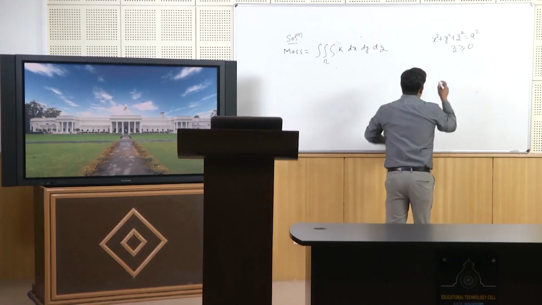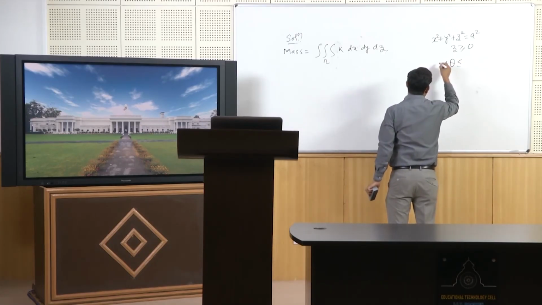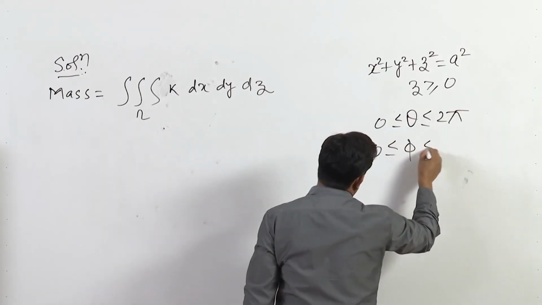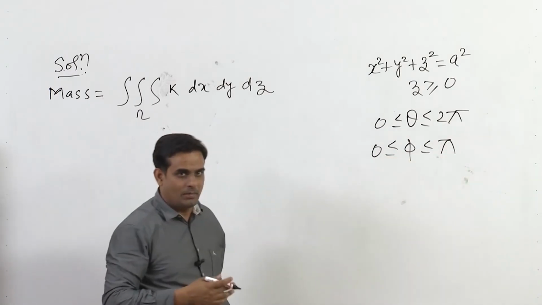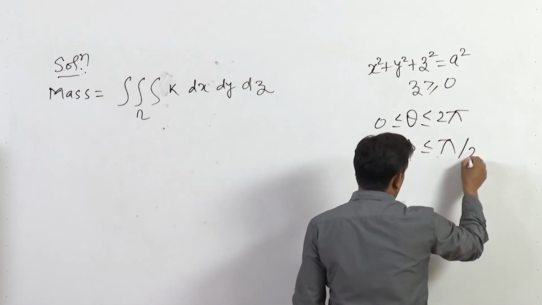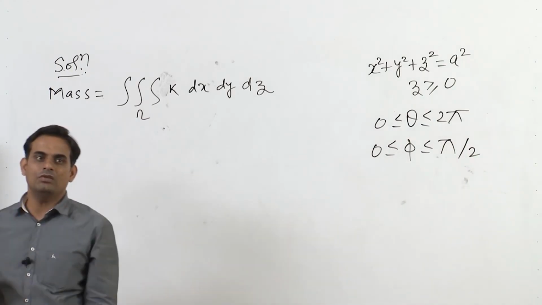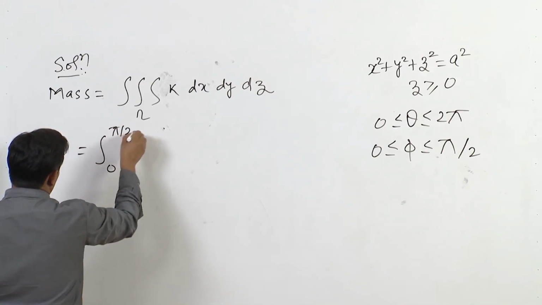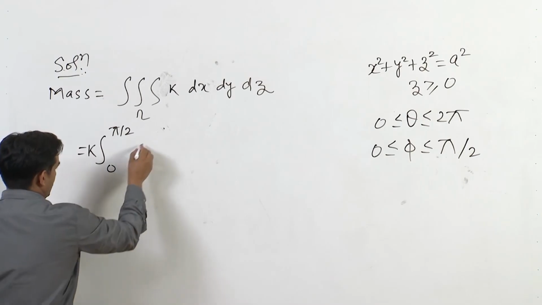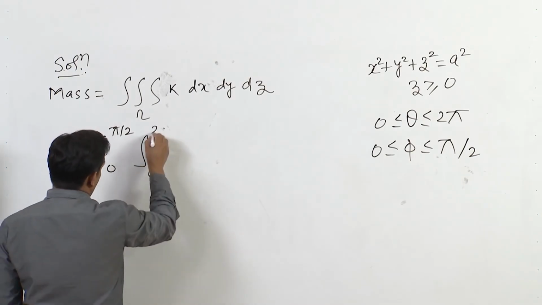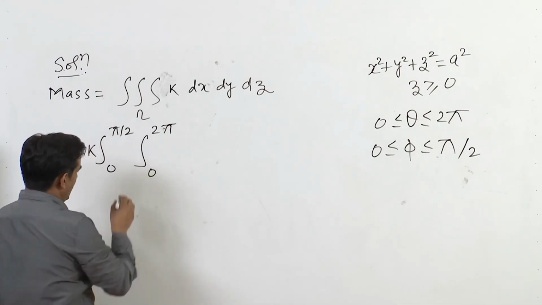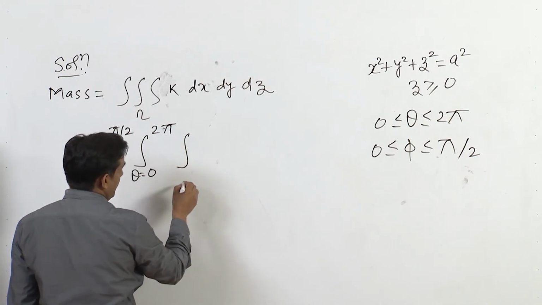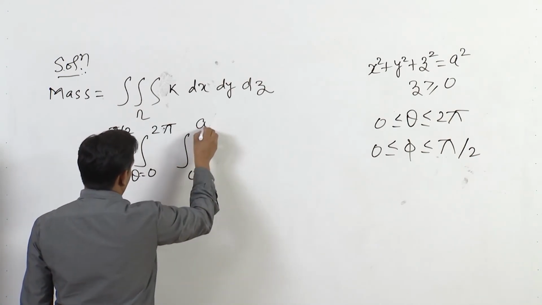So, hence, the limits will be: theta will go for a sphere from 0 to 2 pi, and for the complete sphere phi will go from 0 to pi. But since it is a hemisphere, my phi will go from 0 to pi by 2. So, mass will become the integral from 0 to pi by 2, k times, then 0 to 2 pi, that is for phi, this is for theta, and then rho, because the radius is a, from 0 to a.